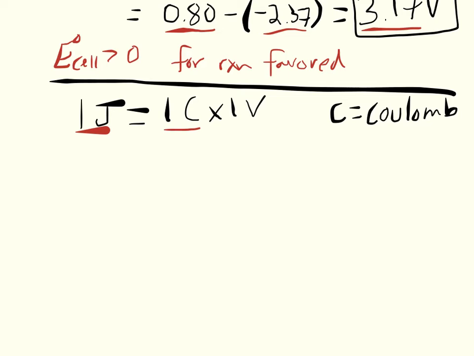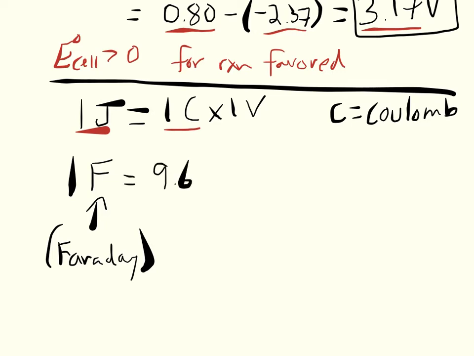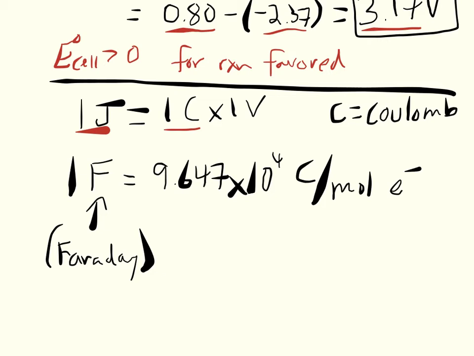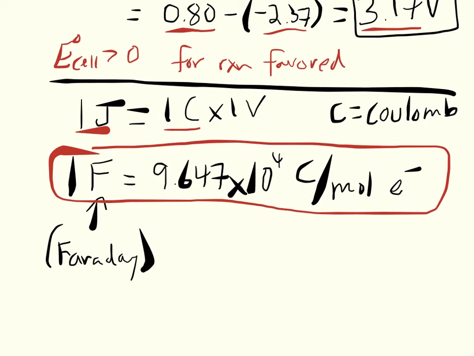So Michael Faraday developed the Faraday constant, 1F, which is equal to 9.647 times 10 to the 4th coulombs per mole of electrons. So this value, 9.647 times 10 to the 4th, represents the electrical charge in coulombs for a mole of electrons. Basically, the way it's derived is just taking the charge of 1 coulomb and multiplying it by Avogadro's number, because we're talking about a mole of electrons.